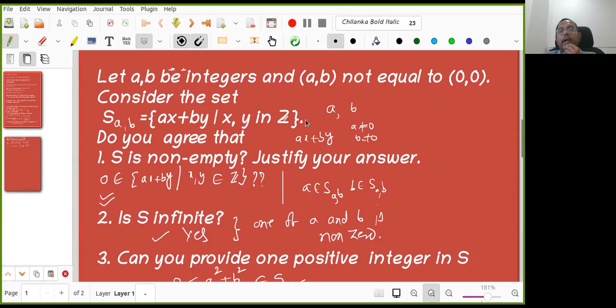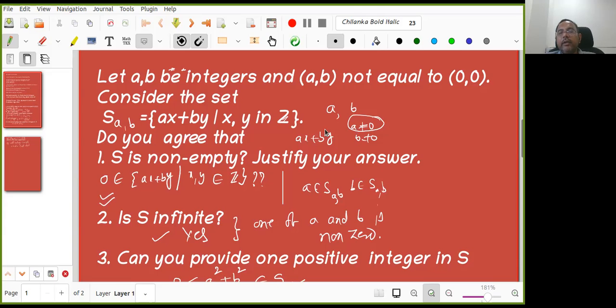Now can you produce one positive element from this, other than a squared plus b squared? There is no need to think only this way. Suppose a is non-zero, right? Then what are the possibilities for a? a is an integer, a is non-zero. So by the law of trichotomy, a can be less than 0 or a can be greater than 0.